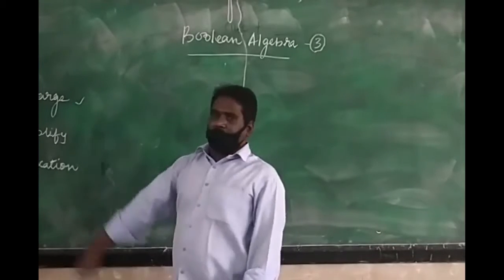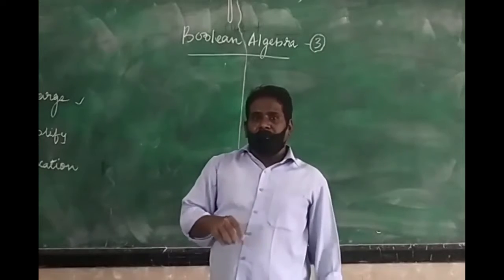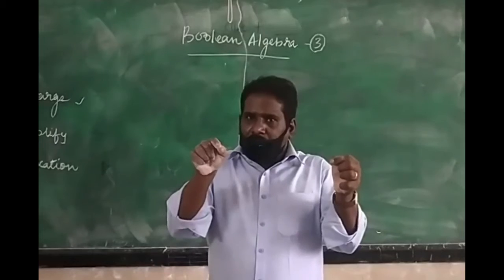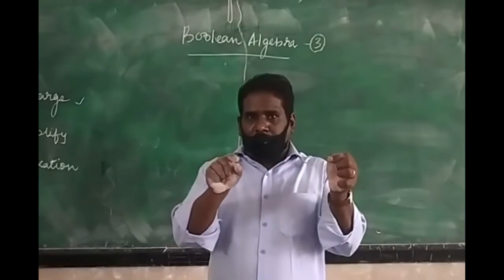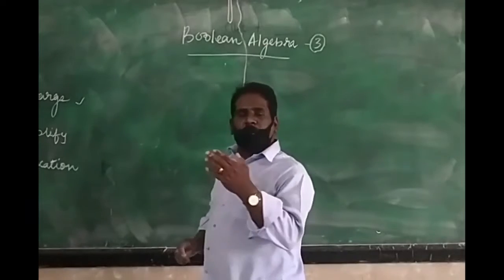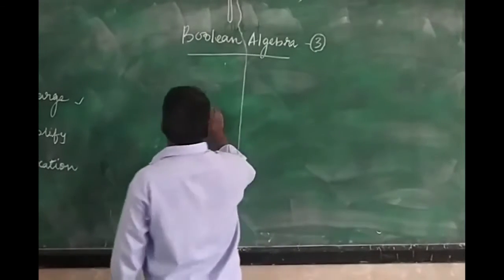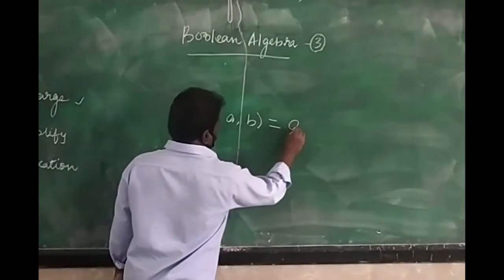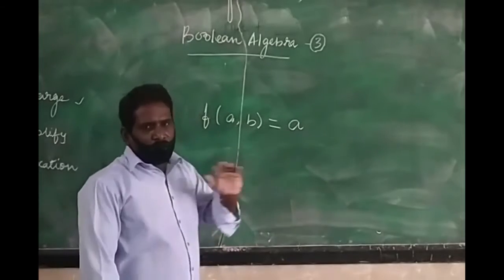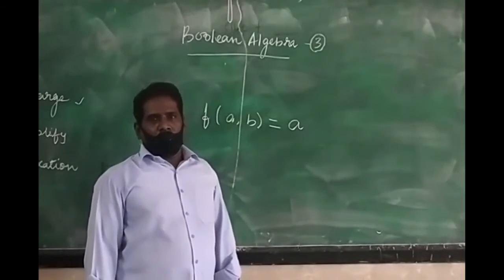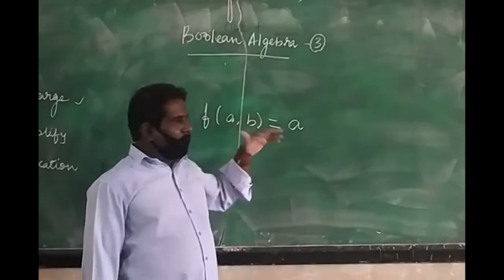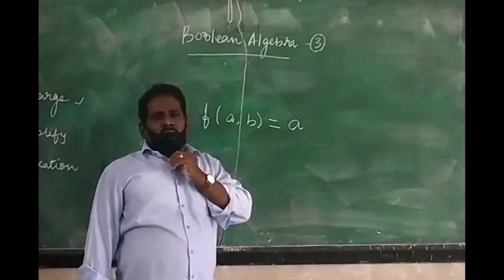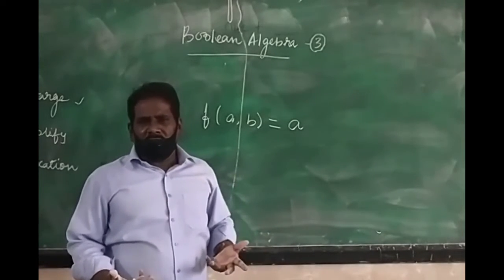Let us see the first one, enlargement. How can we enlarge a Boolean function using rules, using theorems? Let us take one Boolean function, that is f of a comma b is equal to a. This is one simple Boolean function. We are going to enlarge this Boolean function. What is the advantage of enlargement?